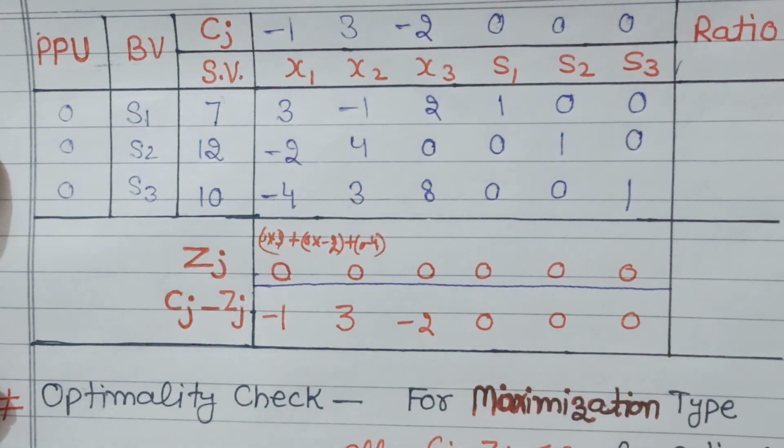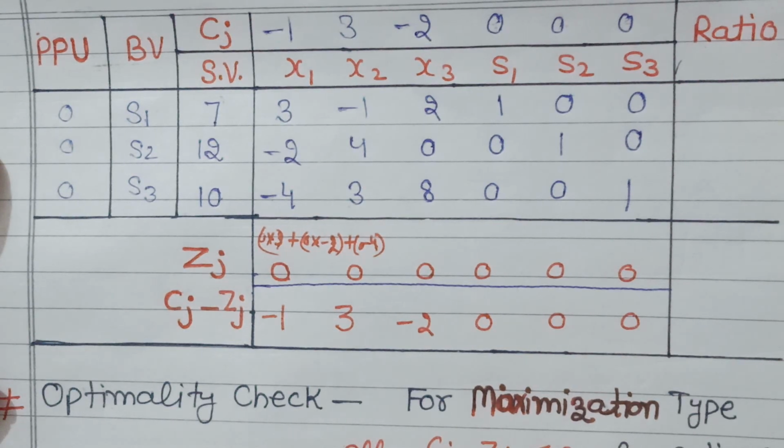So now we have to find the different parameters. First of all we have to find the key column, then we have to find the ratio, then we have to find the key row, then we have to find the outgoing variable and incoming variable, and then we have to find the key element. So let us find all these values one by one.